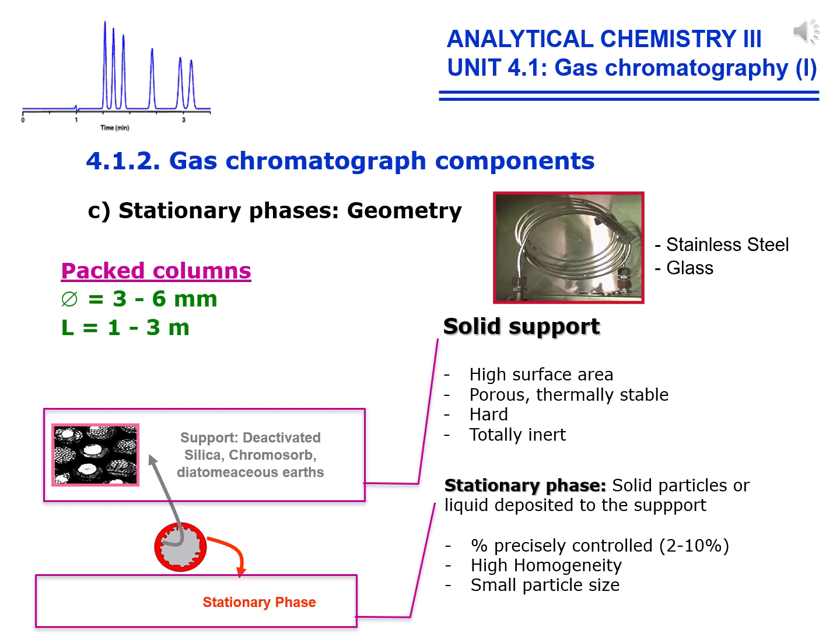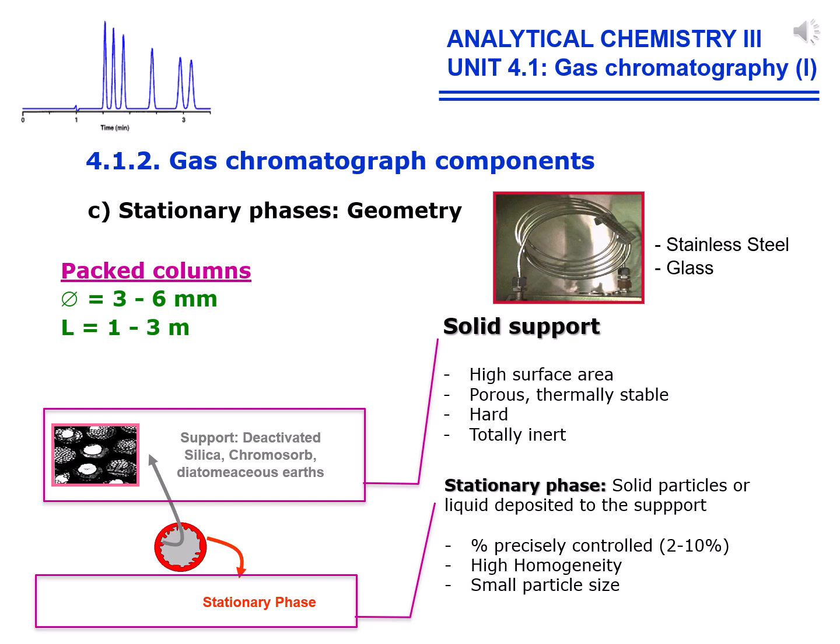Concerning column geometry, there are two main types of columns in gas chromatography. Packed columns, usually made of stainless steel or glass, normally have an internal diameter between 3 and 6 millimeters and a length of 1 to 3 meters. There are two components, solid support and stationary phase.